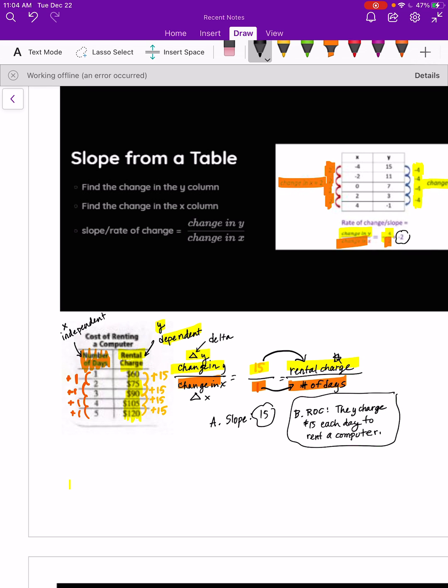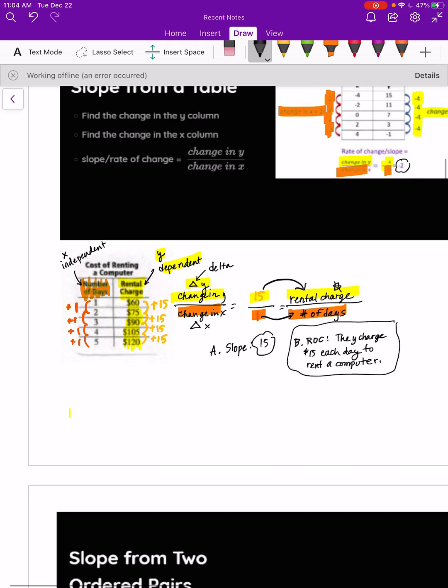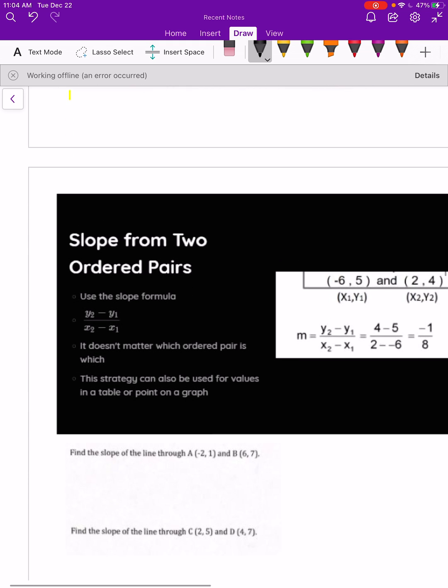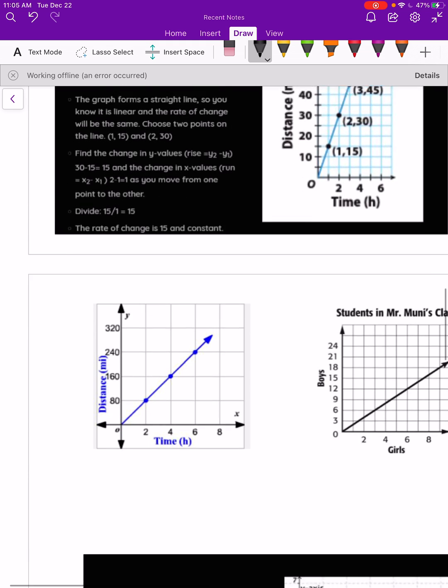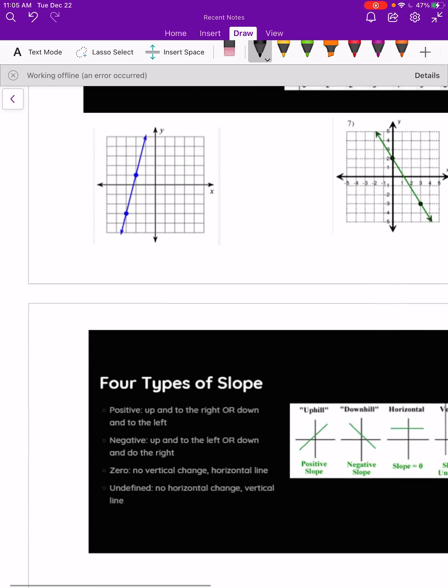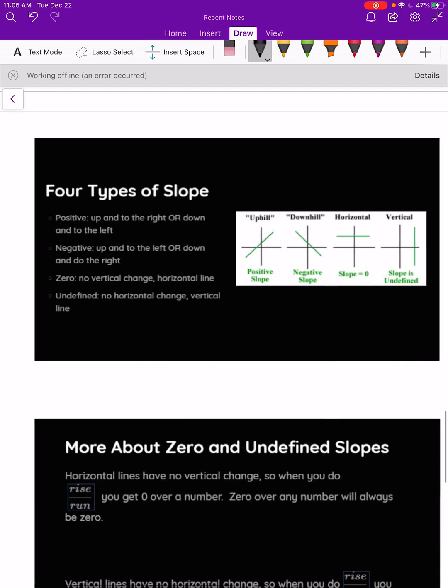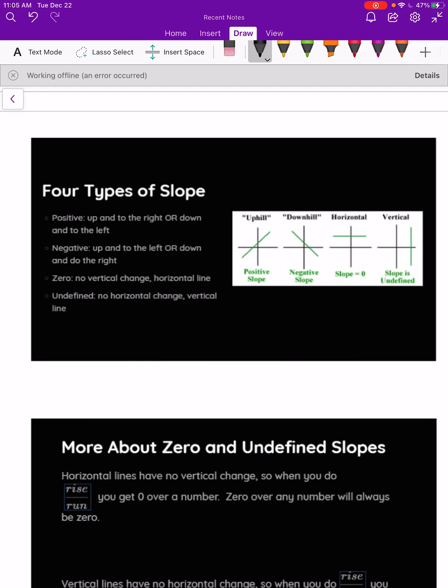Now I want to go to the very end of these notes, and maybe you printed these off, and I want to talk about these because these come up, and they will even come up in a table. So there's 4 types of slope, and you already know this from the last chapter. There's positive slope, or you're going uphill. It goes up and to the right, okay? And then there's negative slope, and it goes downhill. That looks like the next one. There's zero slope, so no vertical change.